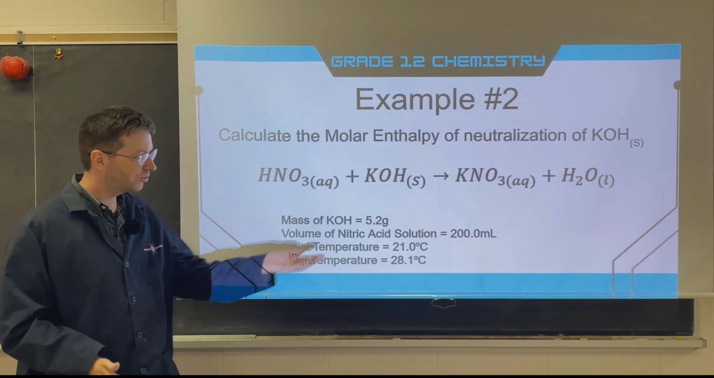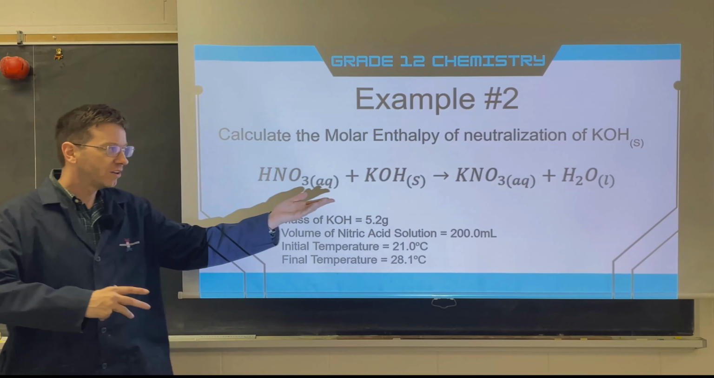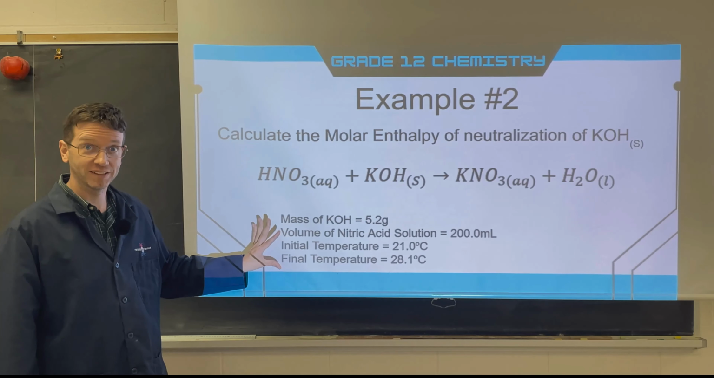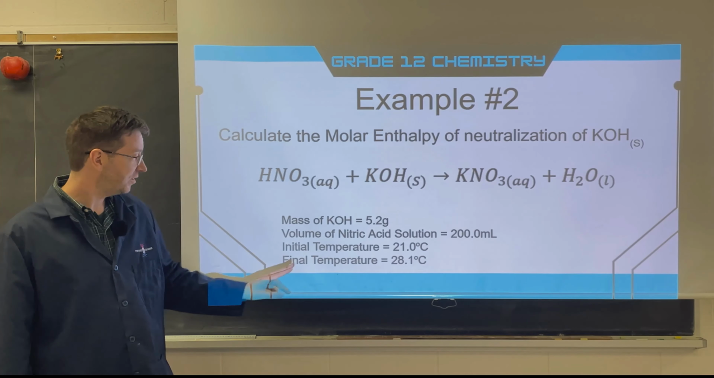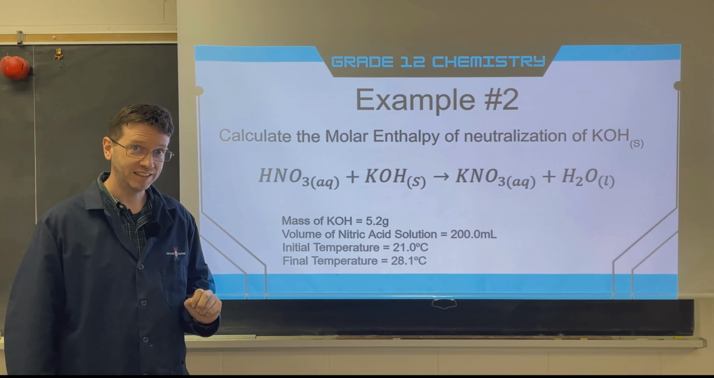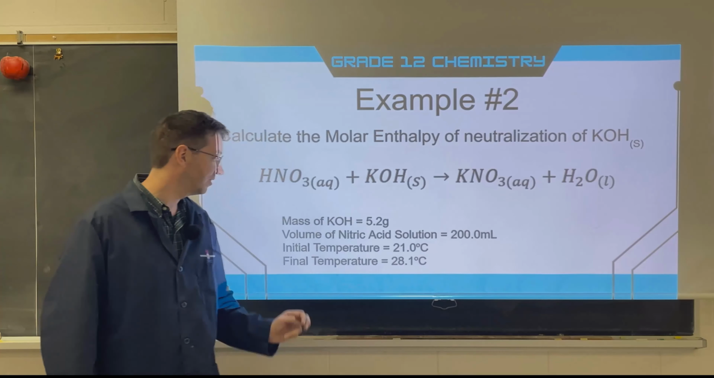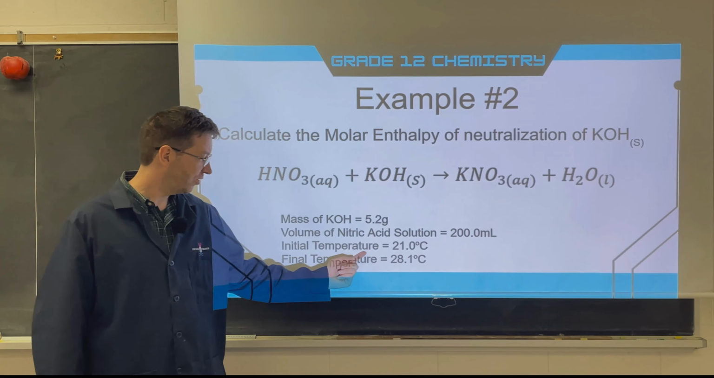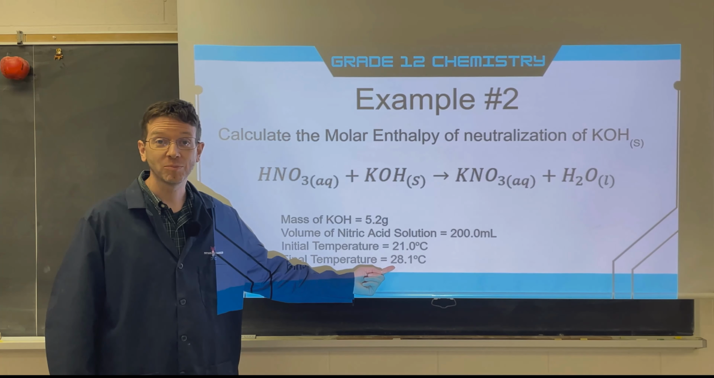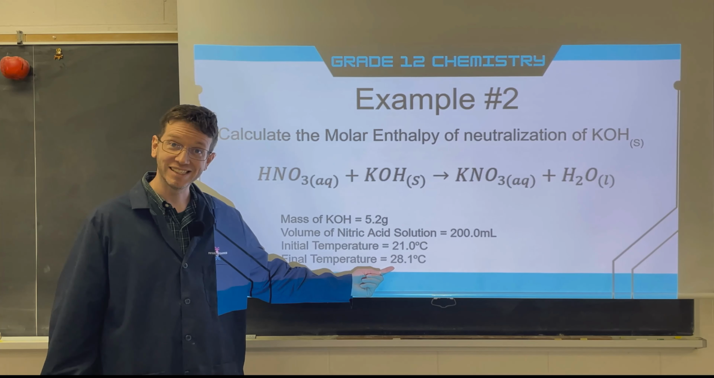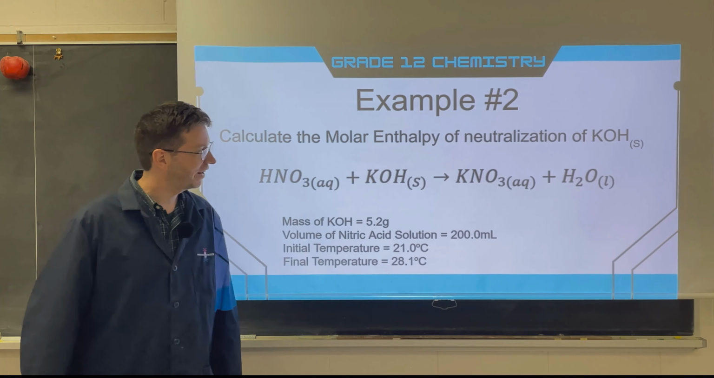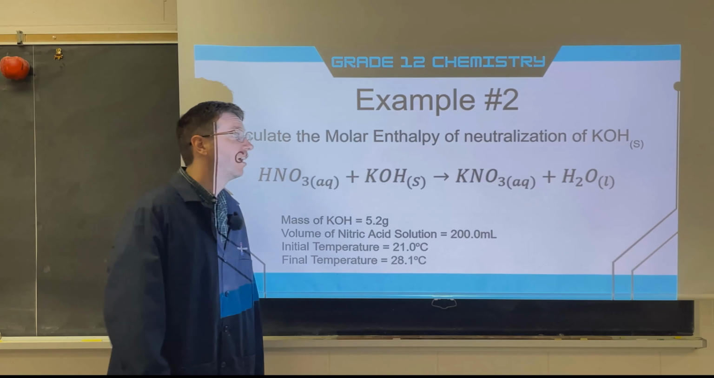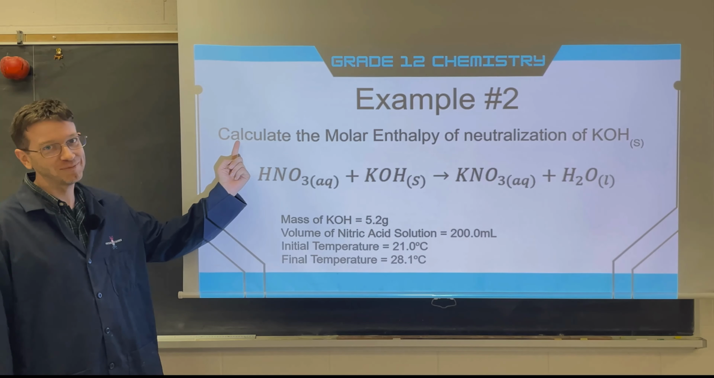So in our second example, notice there's no energy term here. So how do we know if this is exothermic or endothermic? We're actually going to look at the experiment and what was done. So we had 5.2 grams of potassium hydroxide to neutralize 200 milliliters of nitric acid. And when that happened, the temperature of our solution increased from 21 to 28.1. So energy, therefore, was released. Right? So this is an exothermic reaction. So there should be an energy term put here. That will be our molar enthalpy. The question is, what is that molar enthalpy?